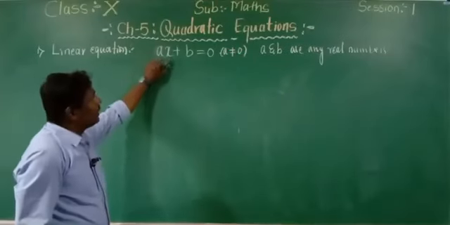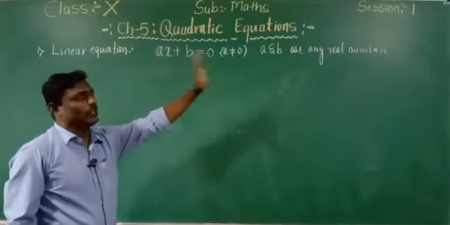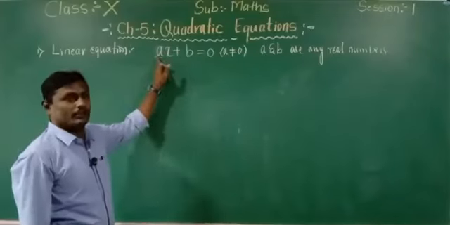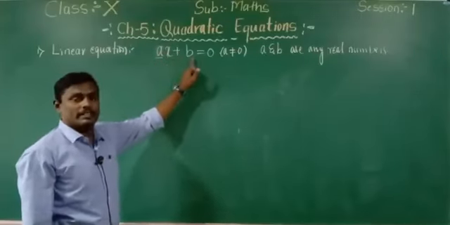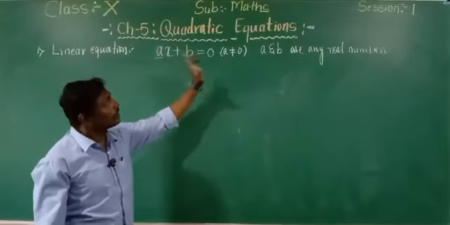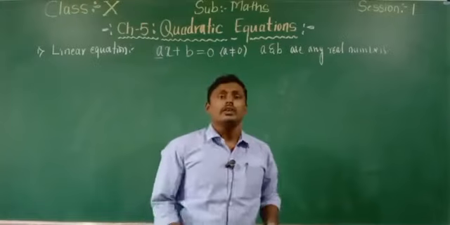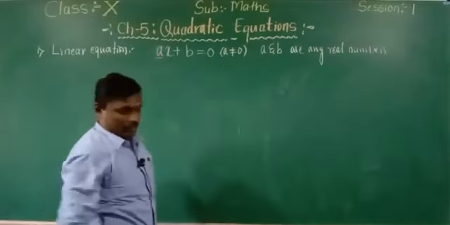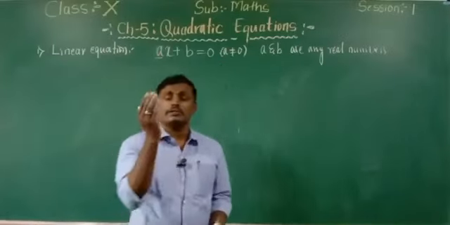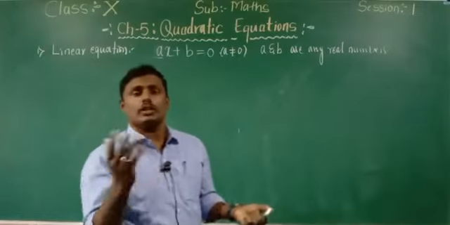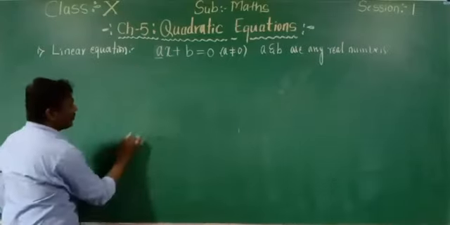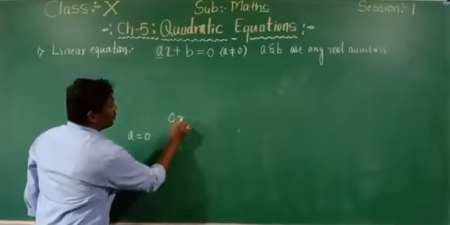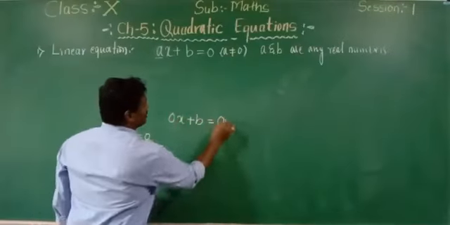Listen here, a and b are any real numbers, but a is the coefficient of x and b is the constant term. Why can we say a is not equal to 0? Suppose a and b are real numbers, whether positive or negative. In the place of a, if I take 0, so 0 into x plus b is equal to 0.